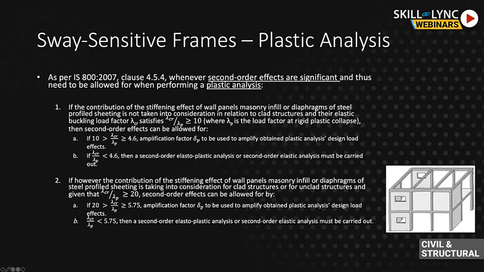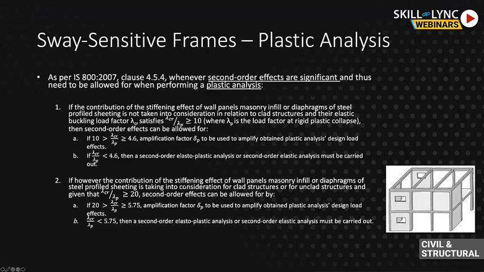Okay, therefore you know that you can account for second order effects either by A or B. And again, A and B depends on the alpha crit by lambda P ratio. So if it's less than 10 in the first case, greater than 4.6, you can simply use the amplification factor. You amplify the obtained plastic analysis design loads. If it is less than 4.6, then that's it. You cannot even use the amplification factor. You must carry out a full second order analysis.